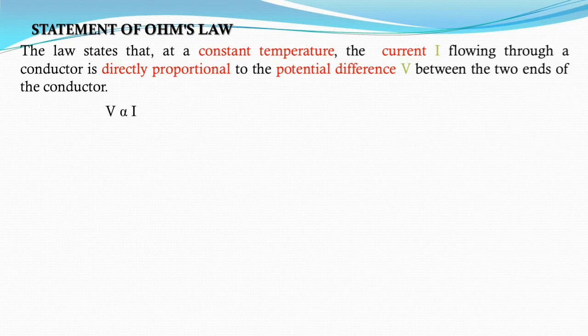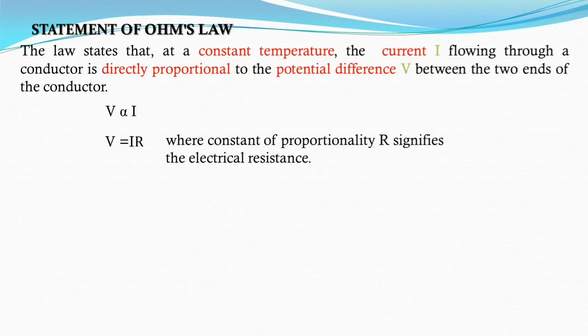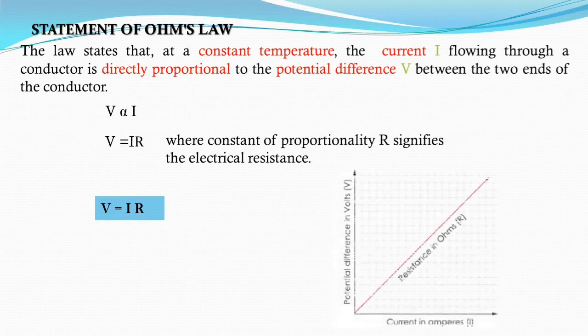And if we remove the proportionality, we get another physical quantity called electrical resistance. So V equals IR is the mathematical form of Ohm's law, where V stands for potential difference, I is current, and R is the resistance of the wire. Now if we plot the graph between voltage and current, we will get the graph shown on the screen. You can see here the relation between potential difference and current is linear in nature.